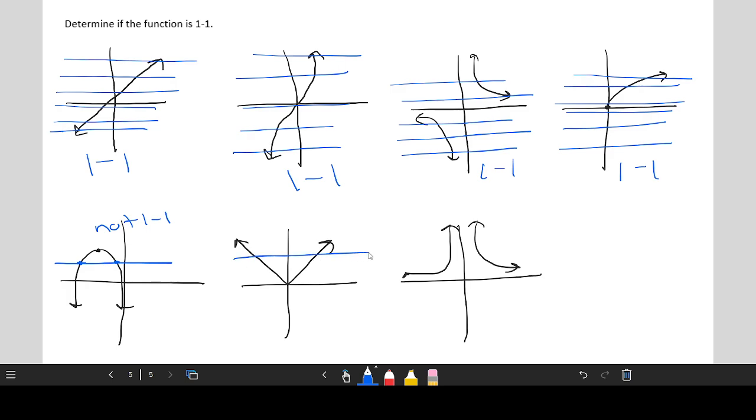Here we have our absolute value function. Those are not going to be one-to-one, because you can find 2 points with the same y value there. And this function, which we're going to see in the next chapter as well, has 2 points with the same y value. So that one's also not one-to-one.